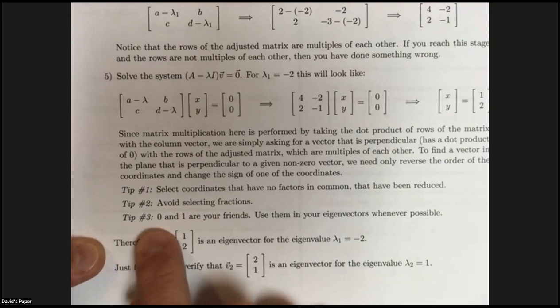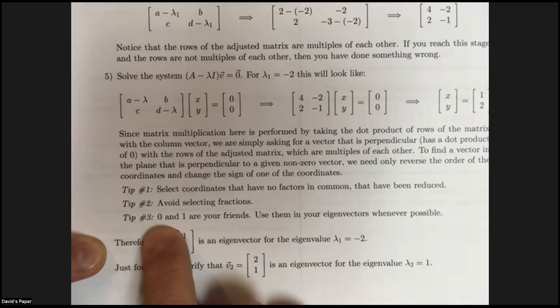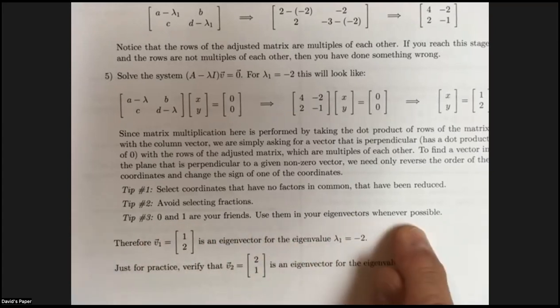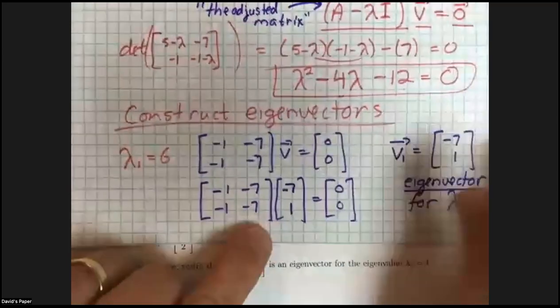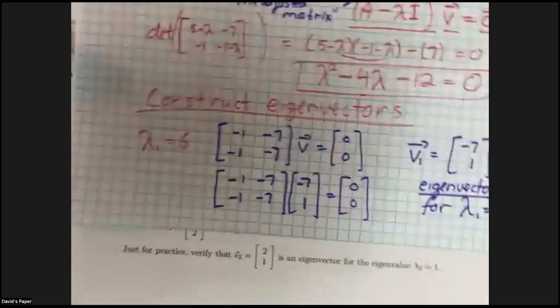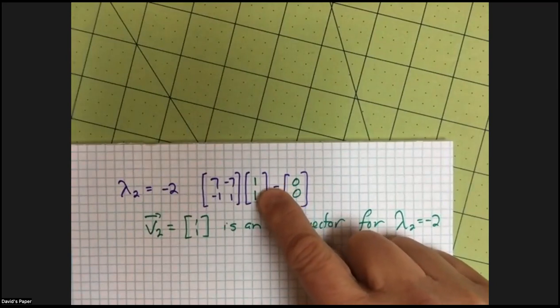Tip number 3, 0 and 1 are your friends. 0 and 1 are the two nicest real numbers you know. They're really easy to add and multiply. So whenever you can use 0 and 1 in your eigenvectors, go ahead and do it. That's why I chose -7 and 1 instead of 7 and -1, even though both are legitimate. That's why here I chose 1 and 1 instead of 7 and 7 or -1 and -1.